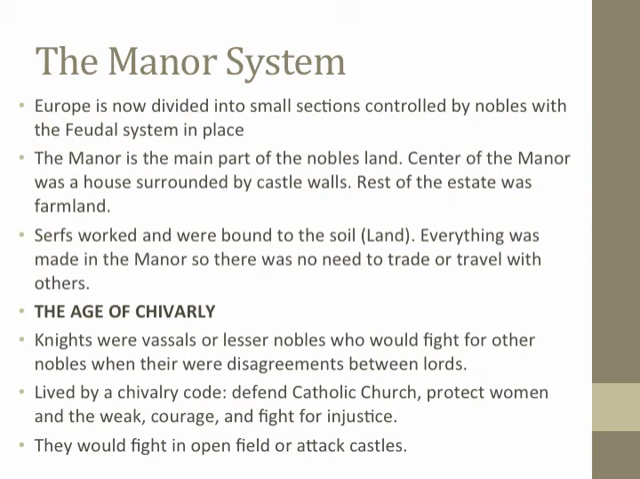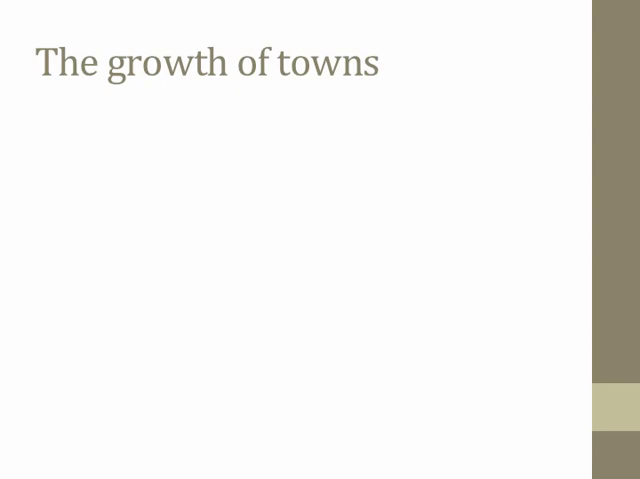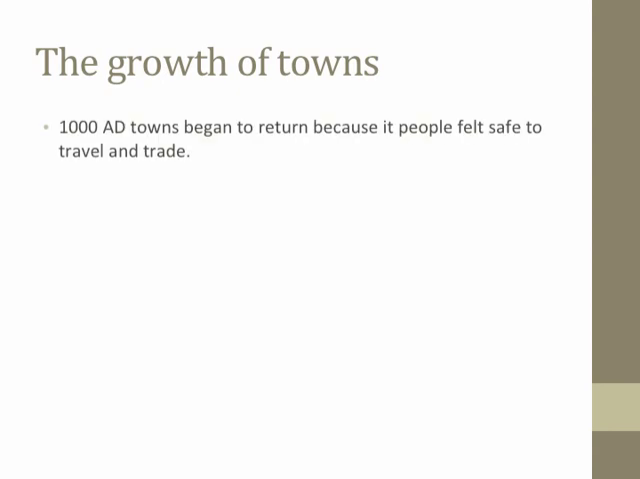Now, towns will start to come back into play again in 1000 AD. People start to feel safe because nobles and their manors are starting to build stability. They're starting to create armies. And basically, what's happening is they're driving out the invaders. So people are starting to look to travel and to trade to either other manors or other marketplaces.